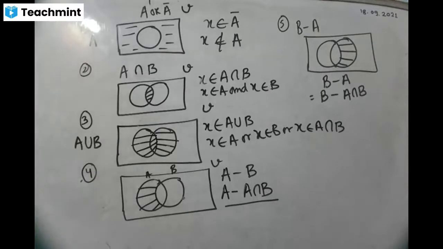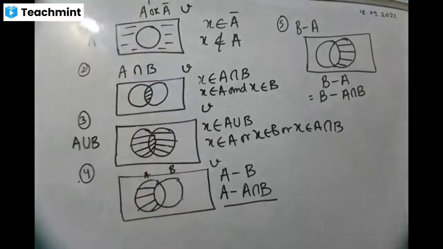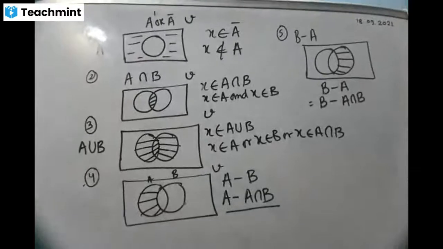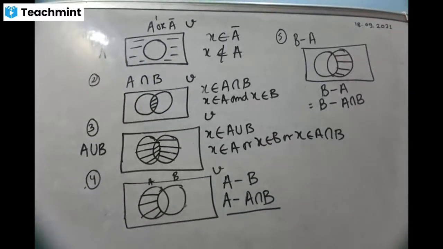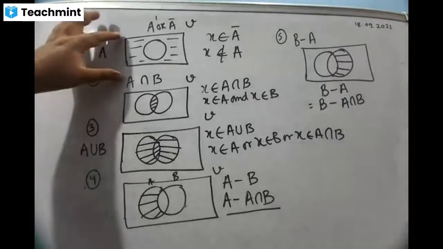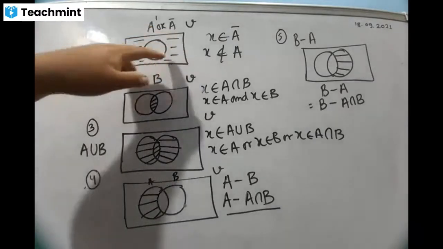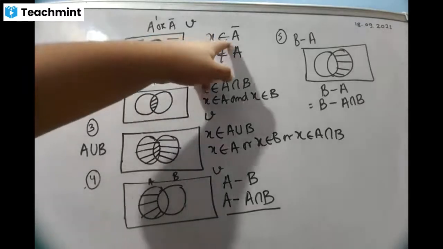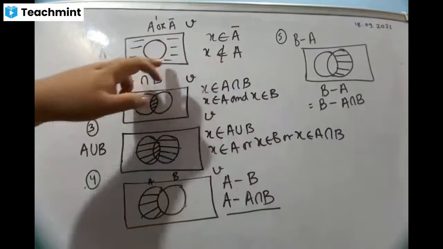So you will frequently hear the word A complement. A complement is written as A dash or A bar. So how do you represent that in a Venn diagram? So this is the universal set and this is the set A. So you have to take all the numbers which are not in A, that means the outside part. Is that clear? So if X belongs to A complement, it means X does not belong to A. That means all the numbers which are outside this.